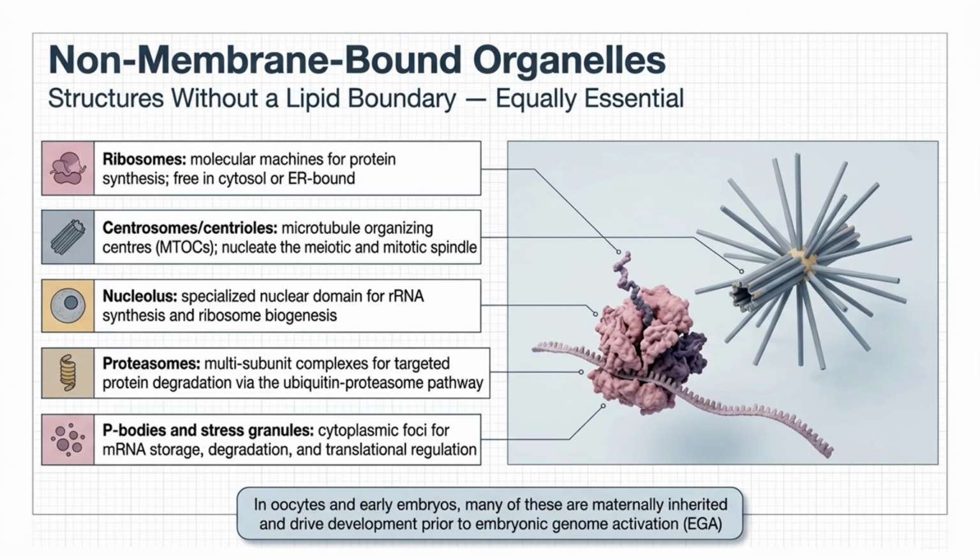In the oocyte and early embryo, ribosomes are maternally derived, and their activity is directly regulated by the translational control of stored maternal messenger ribonucleic acids, a mechanism we will return to shortly.